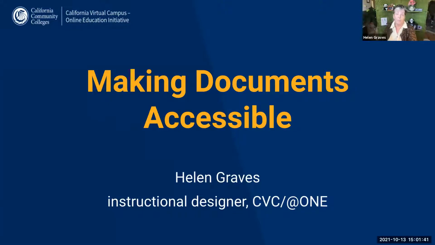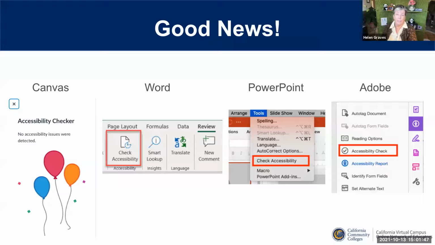We're going to take a look at how to make documents accessible. The good news is most of the content authoring applications that you already use have accessibility checkers built right into them. That includes Canvas, but also the Microsoft suite for Word, PowerPoint, Excel, and Adobe Acrobat for PDFs.